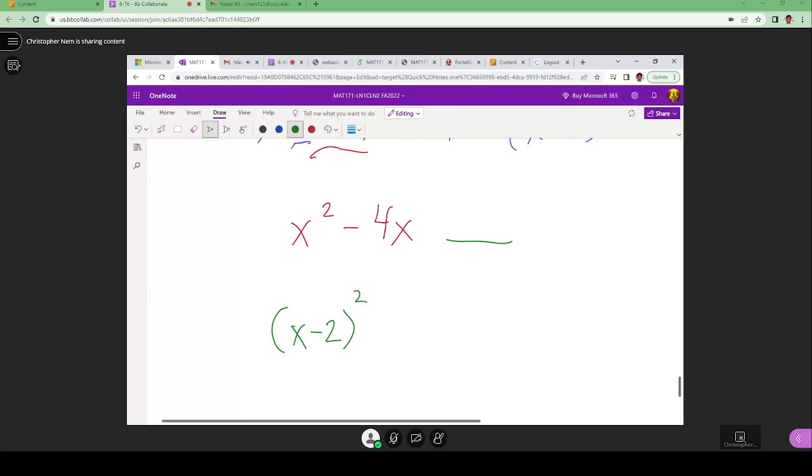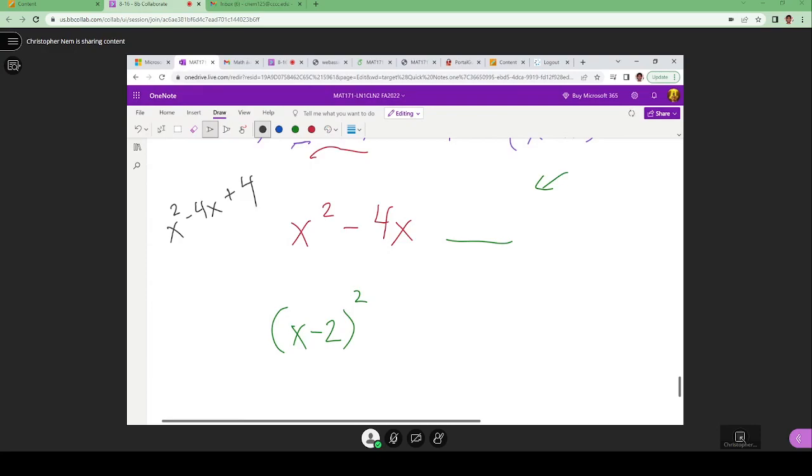So you're almost there, but I'm missing this last piece. If I had the last piece, it would be x minus 2 squared. So we know we're supposed to have x squared minus 4x, and then it's supposed to be plus 4. We know this is what we need.